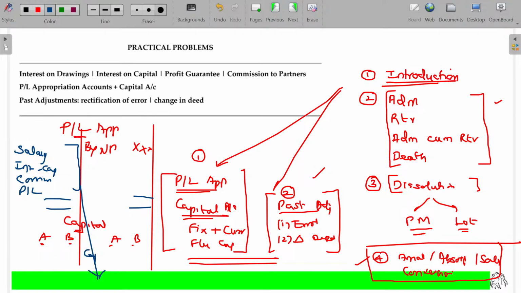So start with the opening capital. After adding salary, interest on capital, commission, and finally whatever the leftover profit is shared among the partners equally, or any of the ratios accepted. The final value will be the new value here. Is that okay? Preparing this one is called P&L appropriation and capital account.